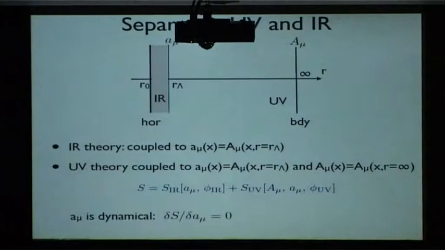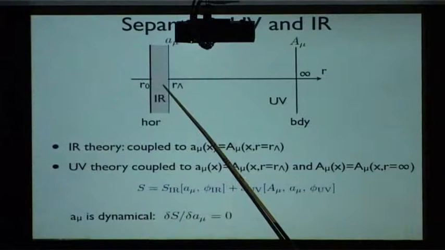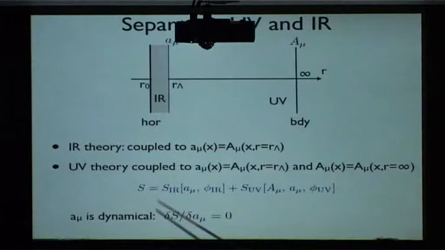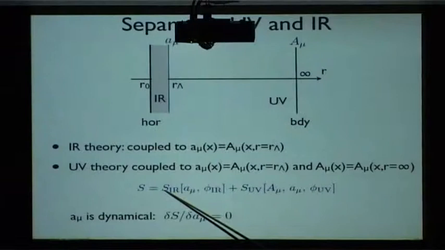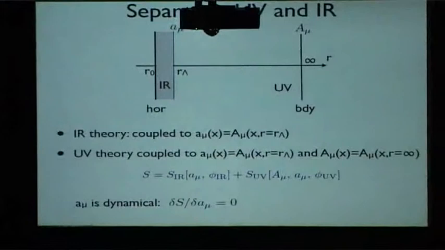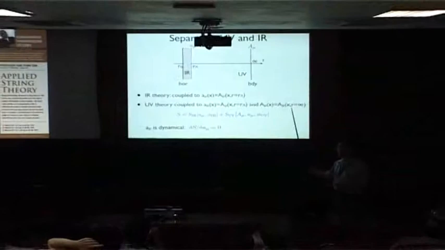So the derivative of the gauge field has to be continuous across this boundary, and the derivative of S_IR with respect to a mu, delta S over delta a mu for this part, has to cancel out delta S over delta a mu for this part, and that gives rise to the matching of the derivatives. Right now, I did not integrate anything out. I just did a very formal division of the action into two parts.